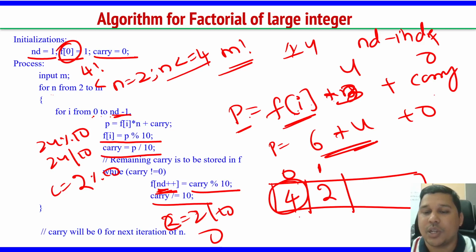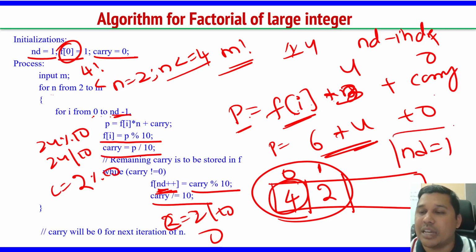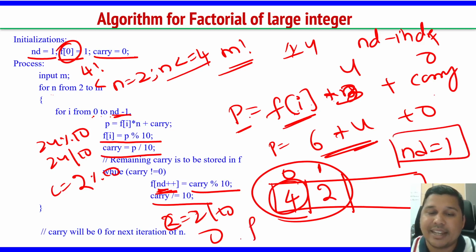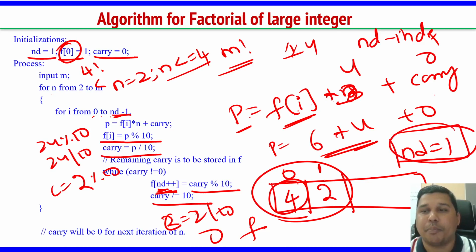So, this way now you see you got 4 and 2, and what is nd value? Nd value is 1. So, it means in f array there are elements up to index 1, print them in reverse, you get answer 24. Okay. So, this is the general procedure.